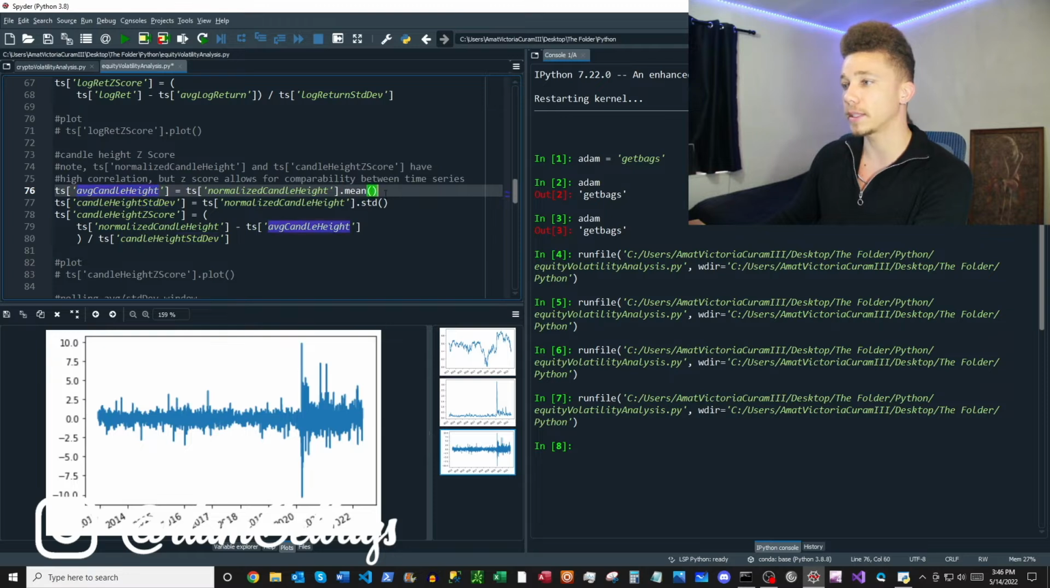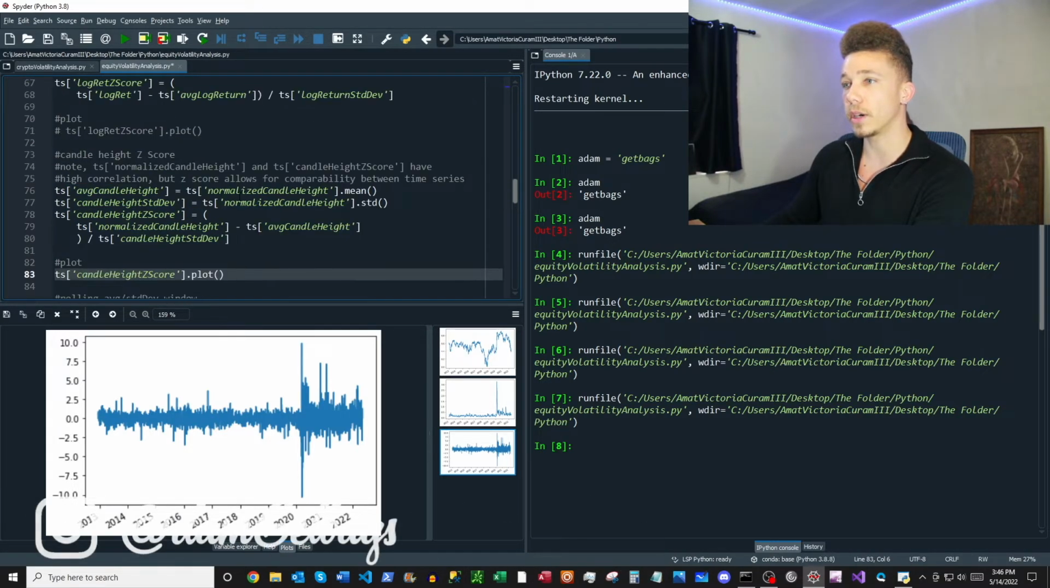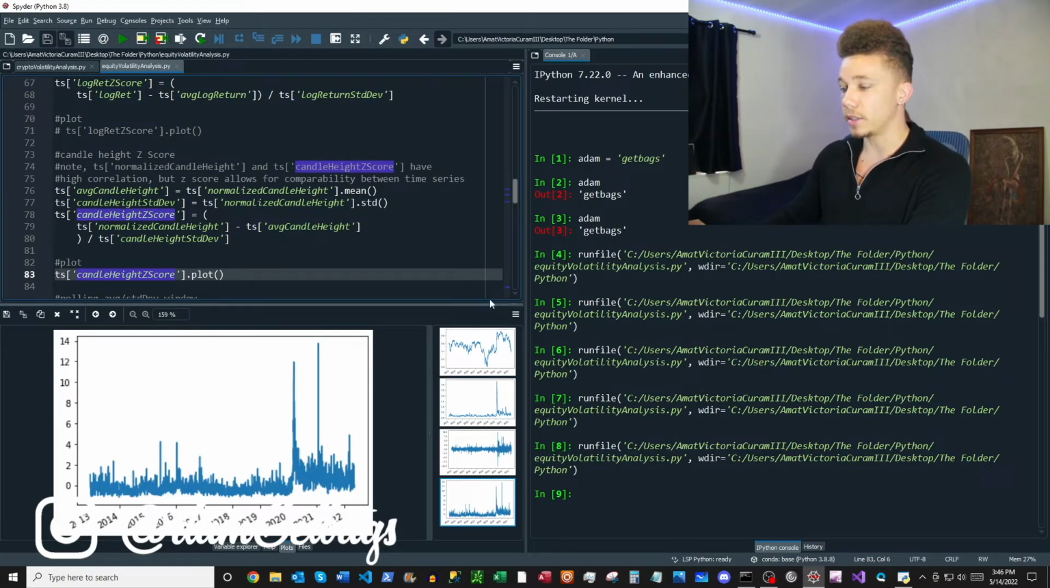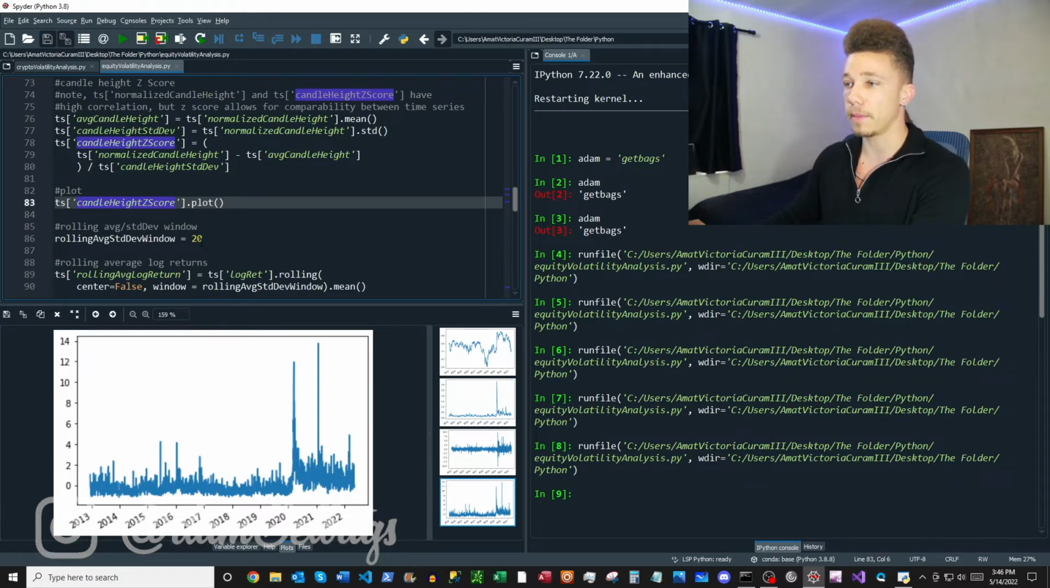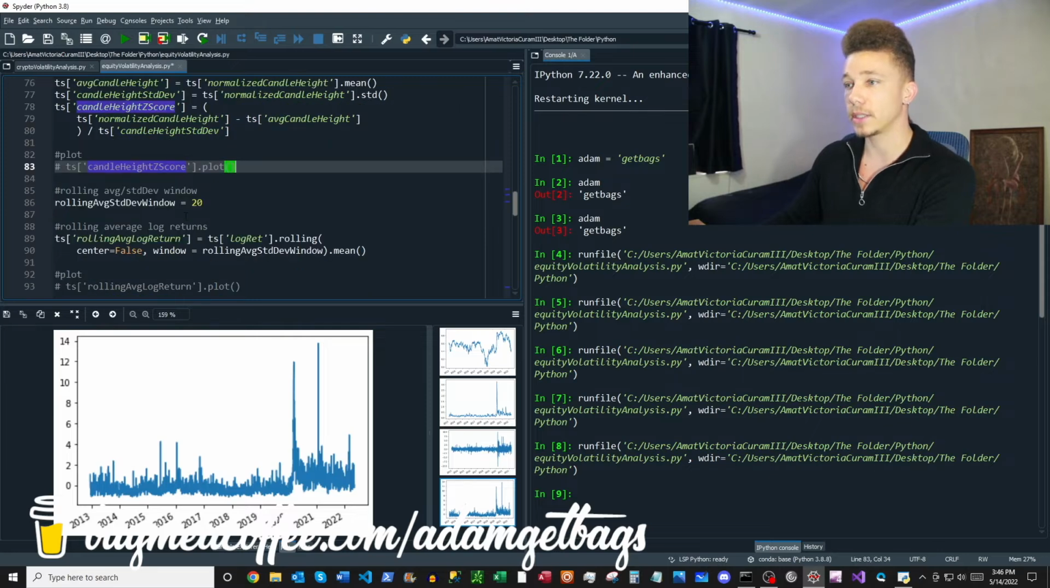We're taking our normalized candle height, so that's in percentages essentially, and then we are finding the average of that, and then we are finding the standard deviation as well, and then finding observation minus average over the standard deviation, and that'll give you a Z-score. Again, the importance of the Z-scores is that when you're doing comparison between multiple time series, you're able to compare them regardless of price, so you can compare low and high priced stocks.